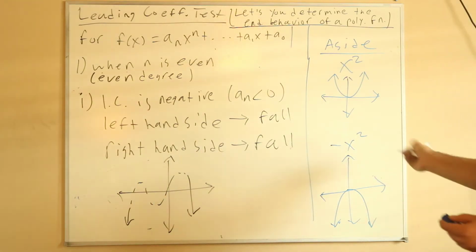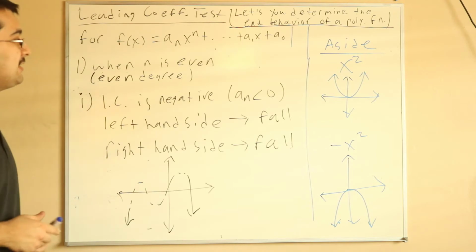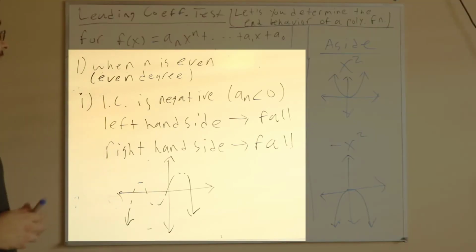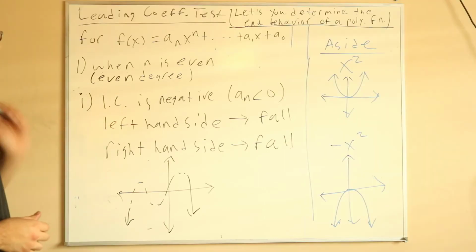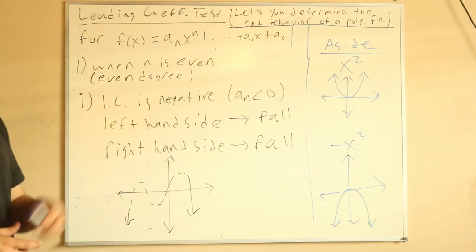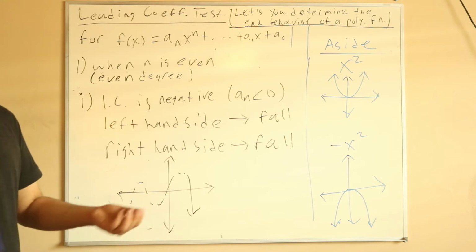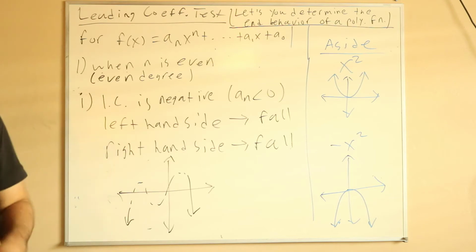Right? Again, this shows the exact behavior we're expecting. We have an even degree polynomial, because 2 is even. We have a negative leading coefficient, because -1 is less than 0. And so, as we can see on the left, we are falling, and also on the right, we are falling. Both the left and the right are falling in unison. There you go, the exact behavior we expected to see.